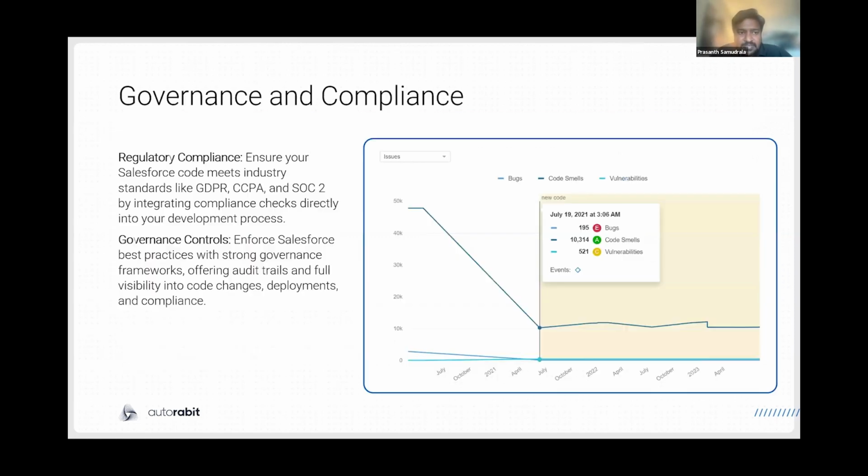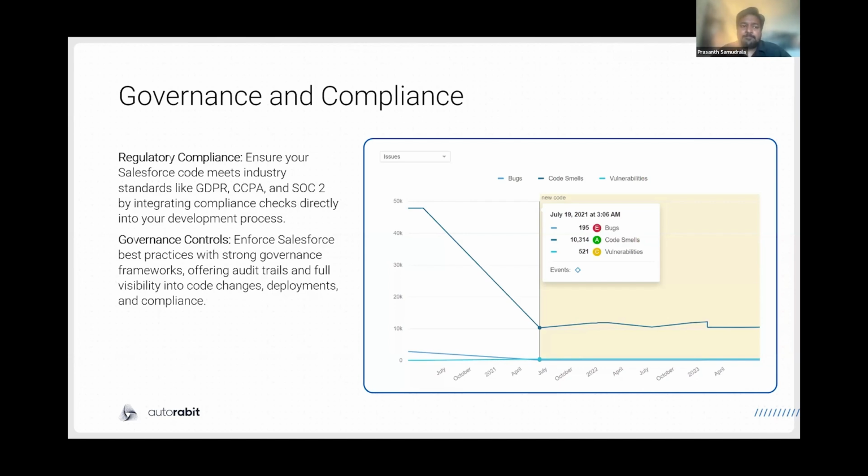Next slide, please. The next tip is to focus on governance and compliance. If you are in a regulated industry, or if you're a Salesforce administrator or owner in a regulated system, then you have to make sure that your Salesforce code is meeting the standards of GDPR or CCPA or SOC 2. So you need compliance and governance controls around the code that is generated by the model. For example, if the model is writing a SOQL query, you've got to check the access controls around that query to make sure it is within the realms of your compliance and regulatory standards.